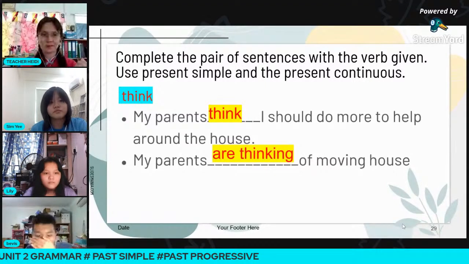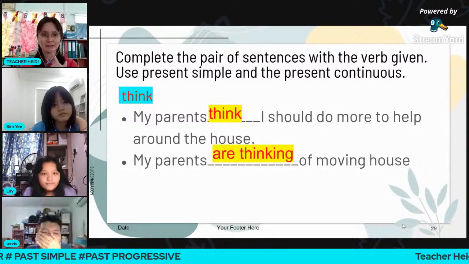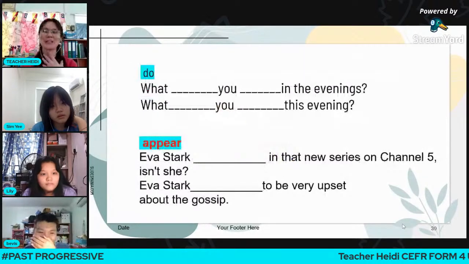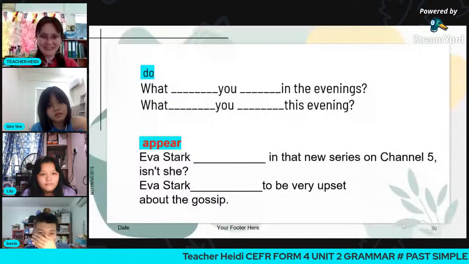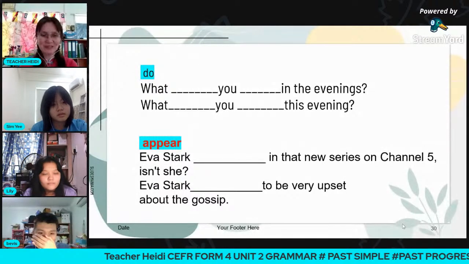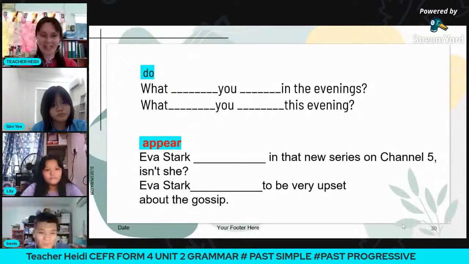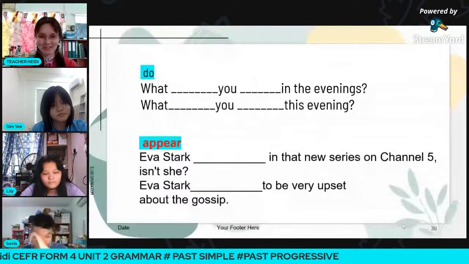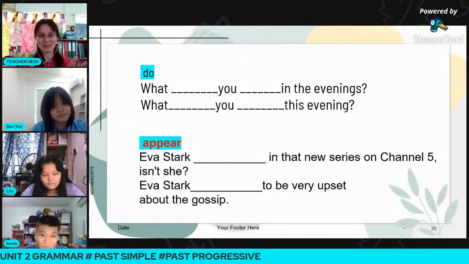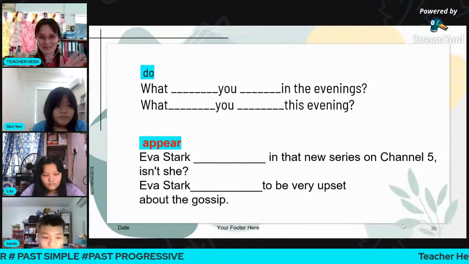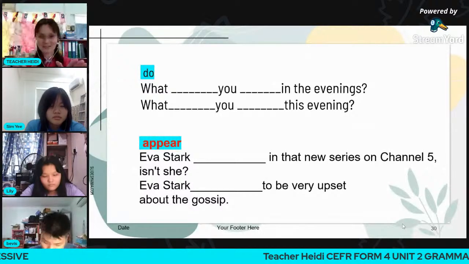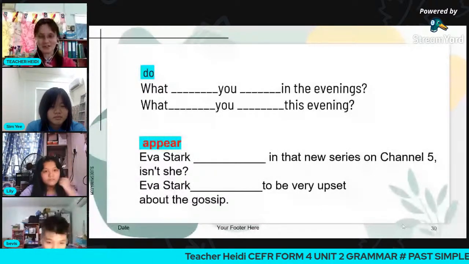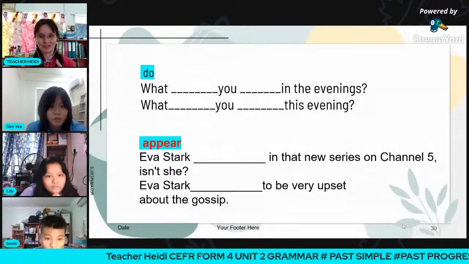Okay, let's go to the next one. This one I want Bavis to help me. Okay, so Bavis, can you do the do? And then Simi, can you do the appear one? Okay, you look at it first. You wait until Bavis finishes. Then you see it's very similar, right? One is in the evenings, one is this evening.